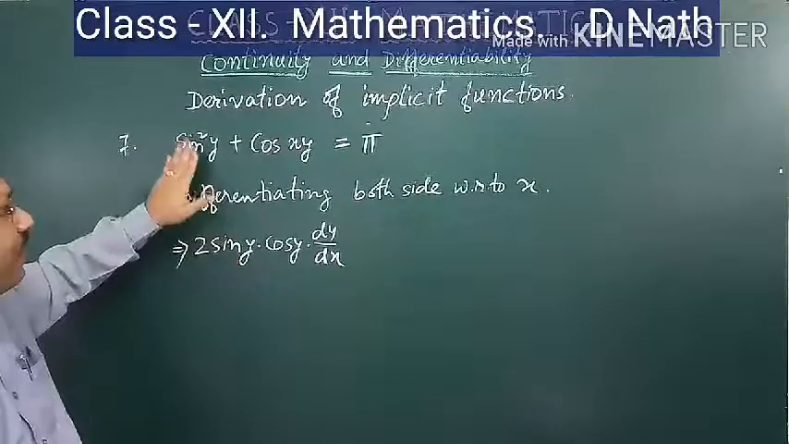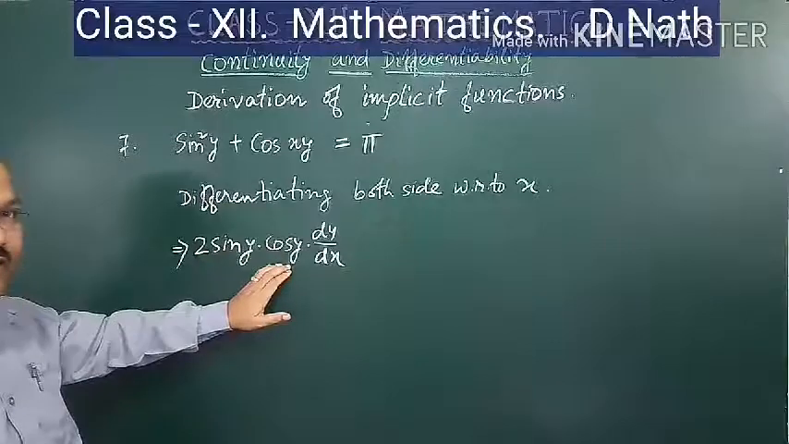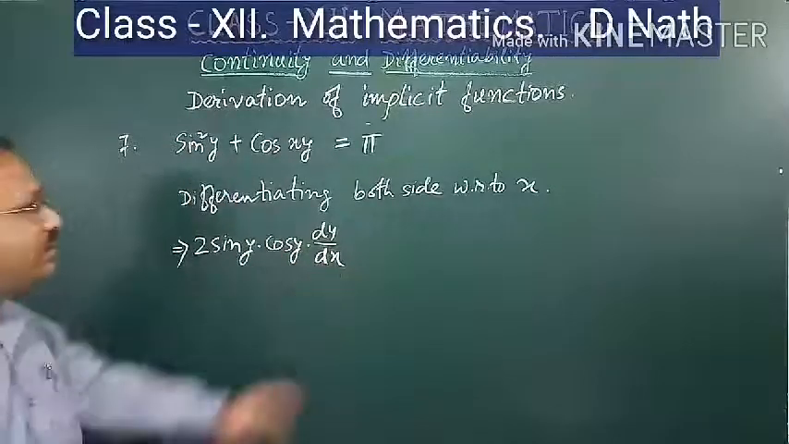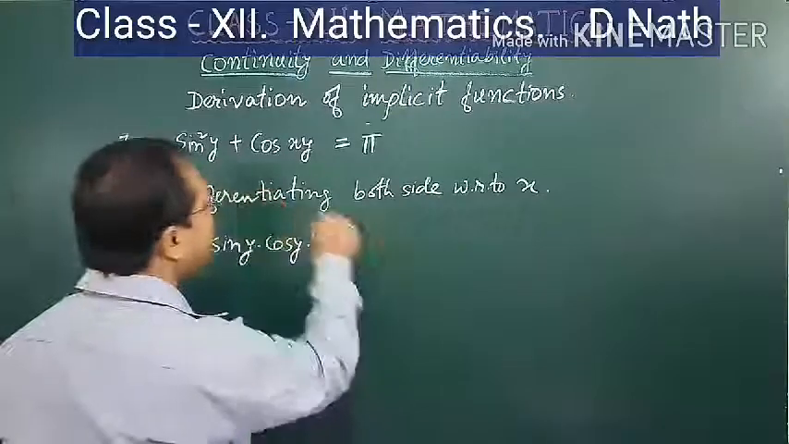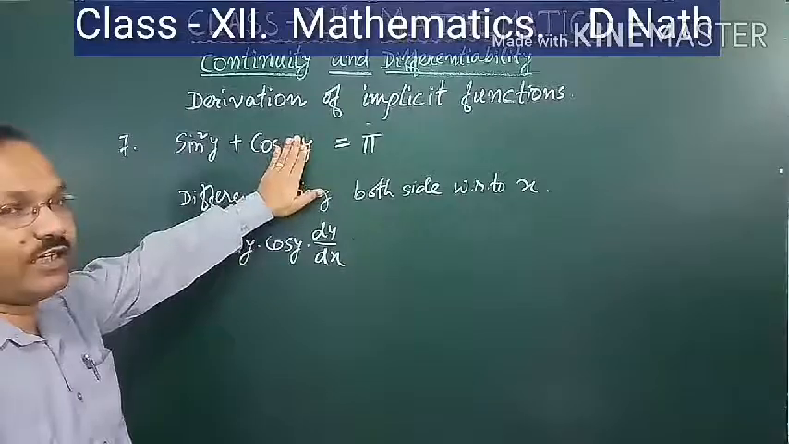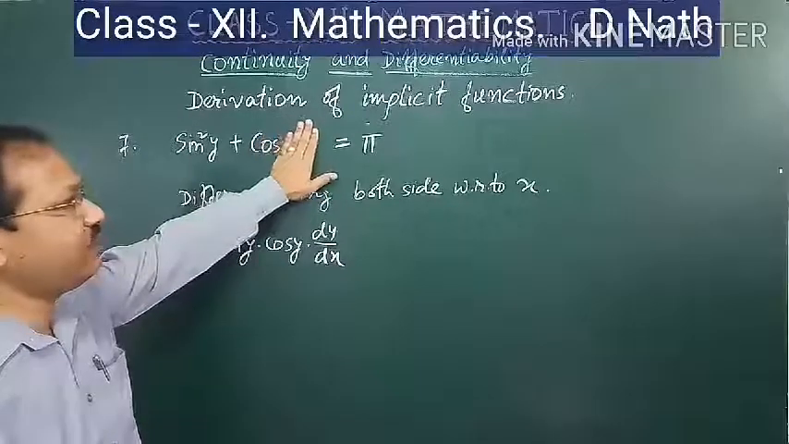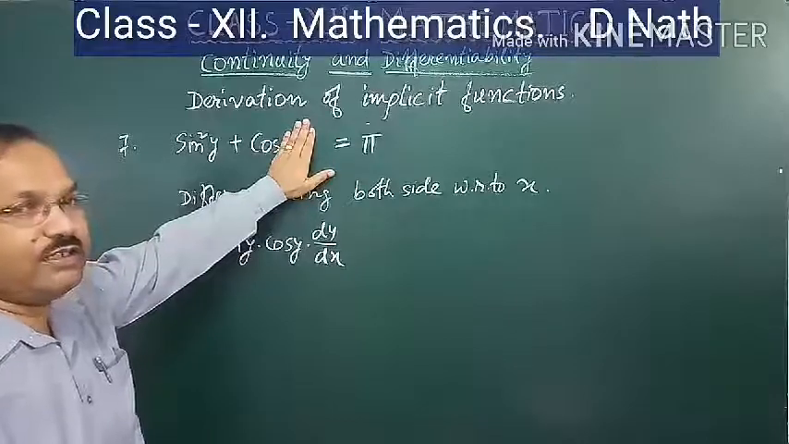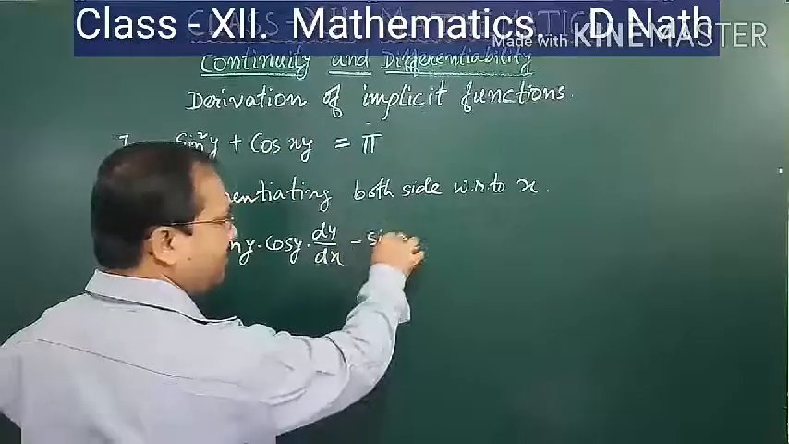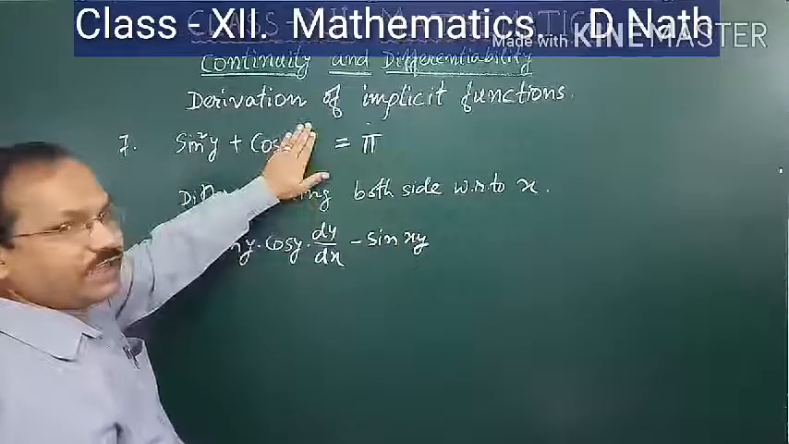Now since it is sin y, d/dx of sin y is cos y into, since it is y, so it is again dy/dx. Plus, now it is cos of xy, together, cos of xy function. So d/dx of cos x, if we think of the complete one, is minus sin x. So minus sin xy.